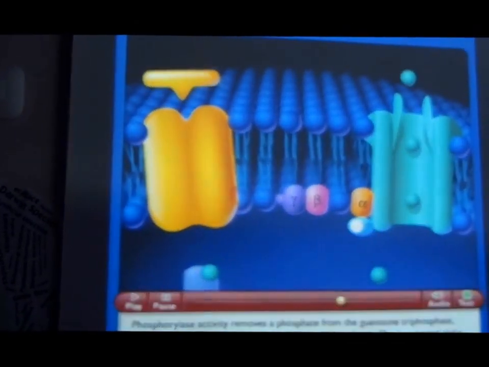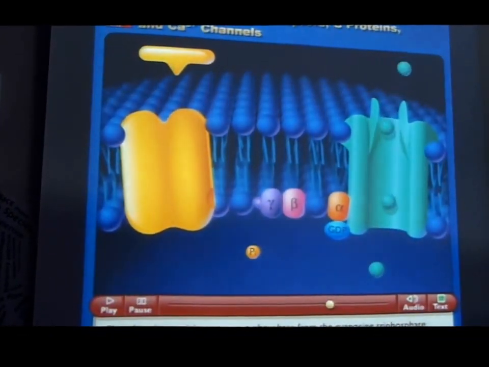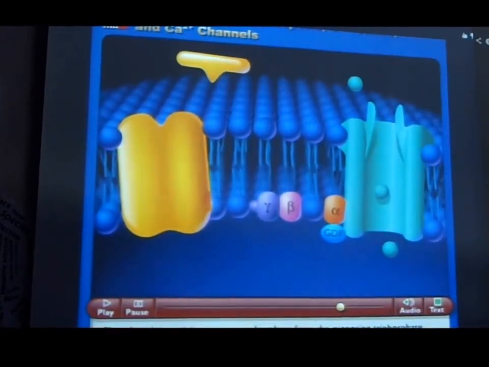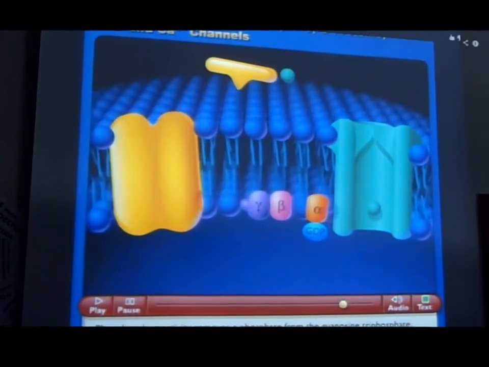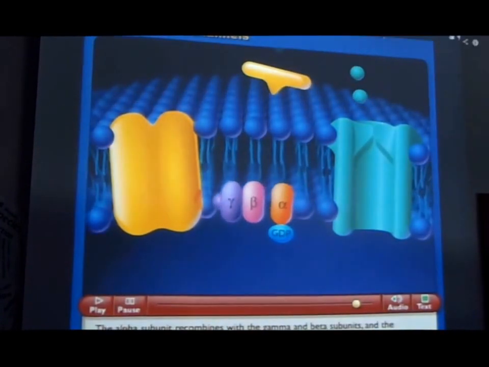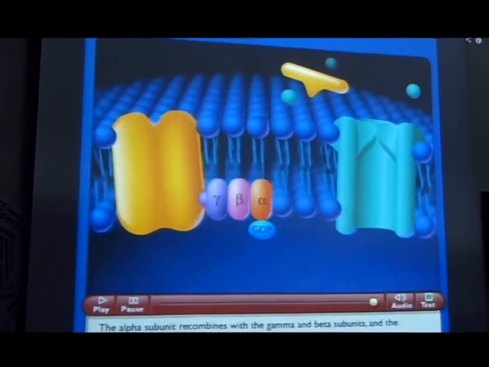Phosphatase activity removes a phosphate from the guanosine triphosphate, leaving guanosine diphosphate bound to the alpha subunit. The inactivated alpha subunit separates from the calcium ion channel, and the channel closes. The alpha subunit recombines with the gamma and beta subunits, and the G protein recombines with the receptor.